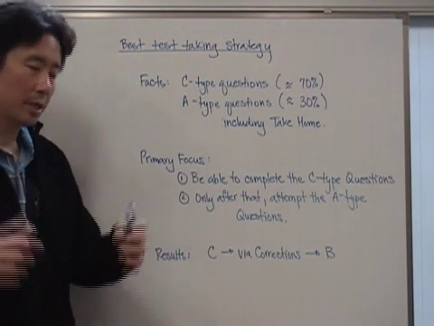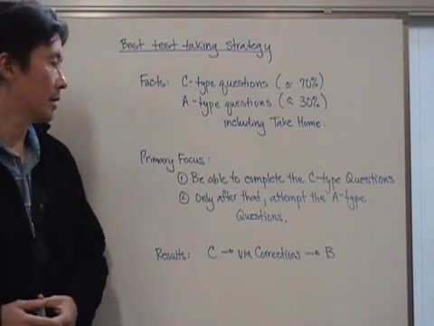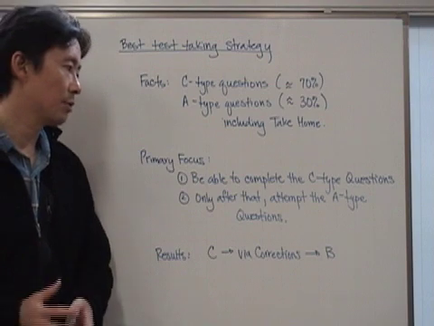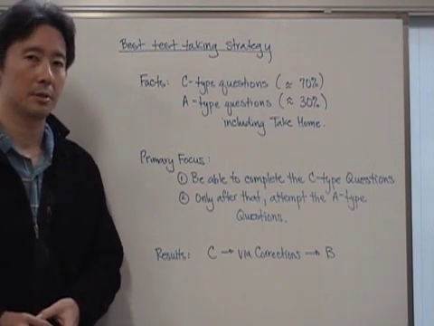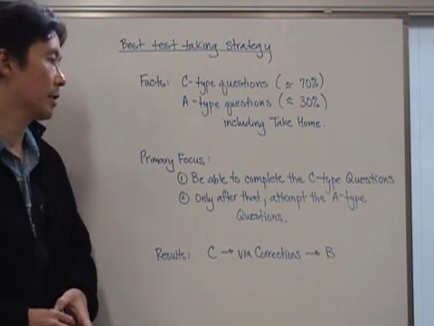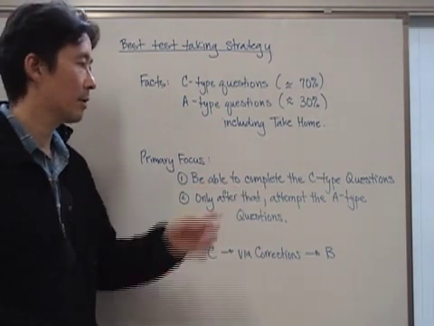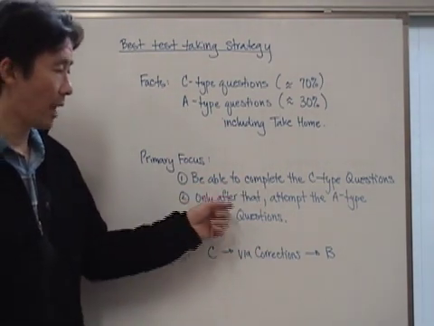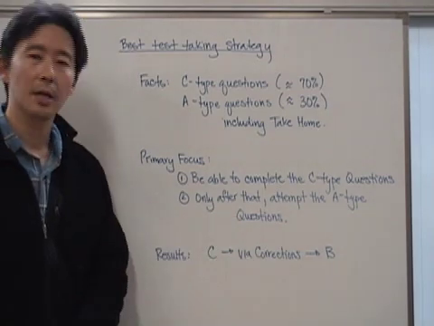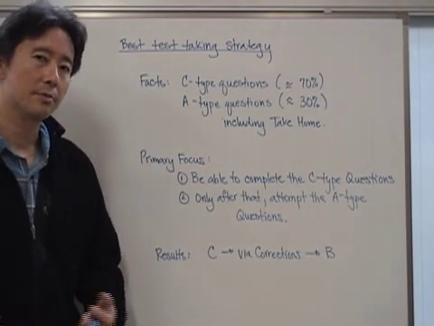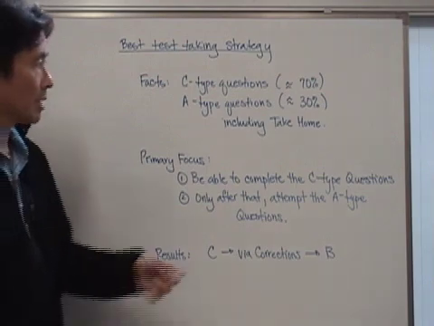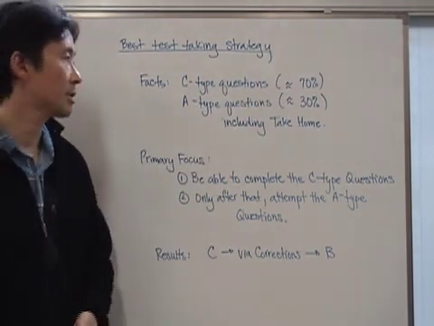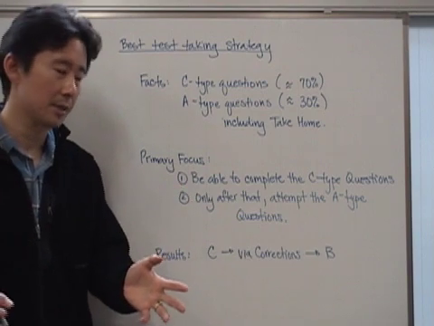Now, when you actually take the test, your primary focus has to be to complete the C-type questions. You have to be able to focus on the C-type questions and complete them. It is only after that that you really want to attempt the A-type questions. Now, what is the reason for that? Well, 70% of the test questions are C-type questions, so you want to focus on the bulk of the test.